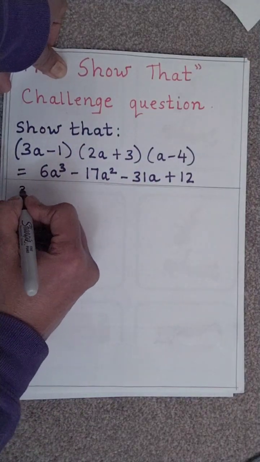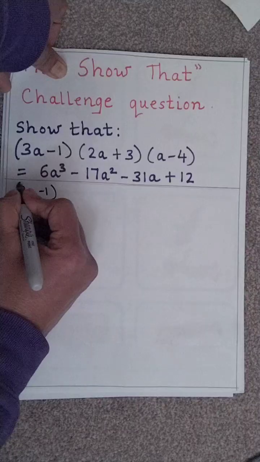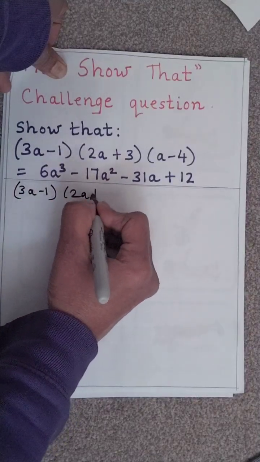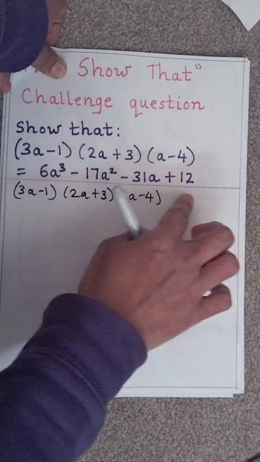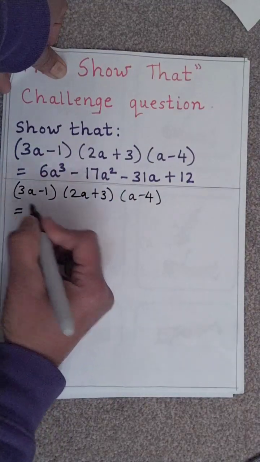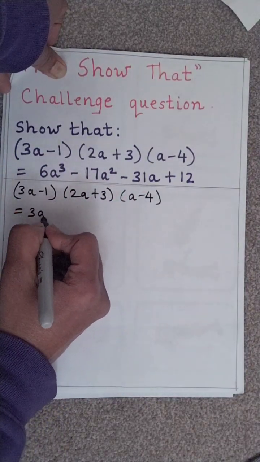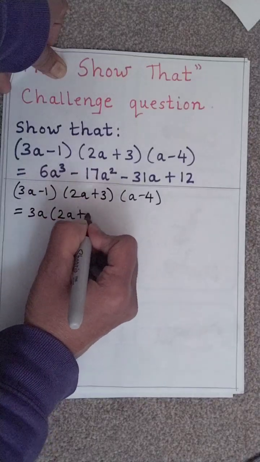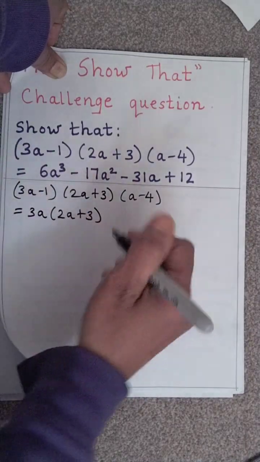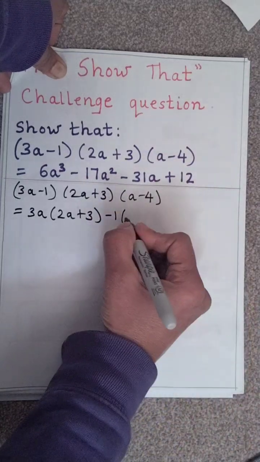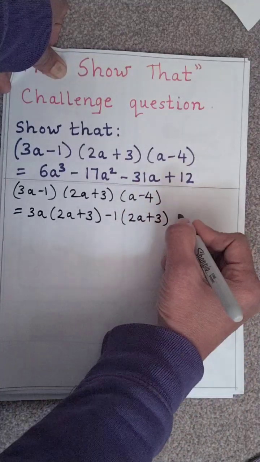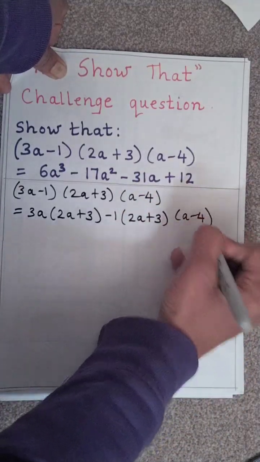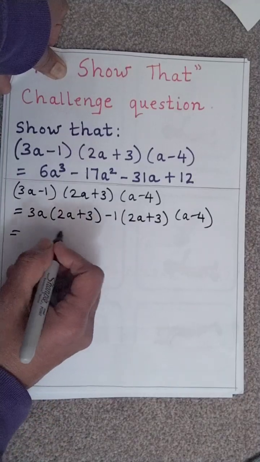So we write 3a minus 1, 2a plus 3, a minus 4. I've just copied the first part, then is equal to, we are just supposed to prove. Now take 3a times 2a plus 3 and minus 1 times 2a plus 3, okay, and a minus 4. We will solve this a minus 4 later.